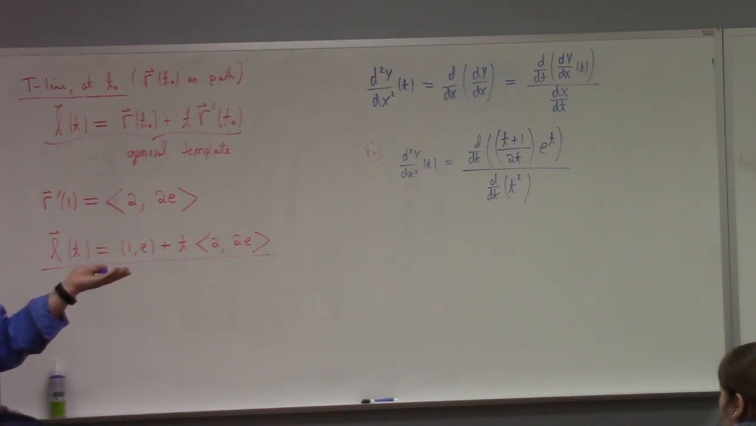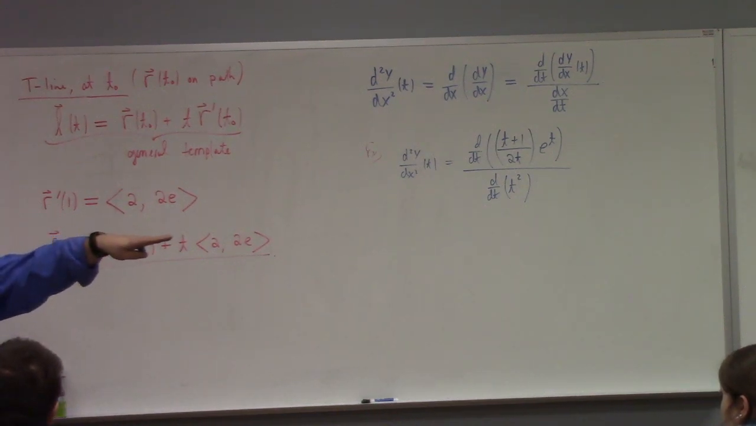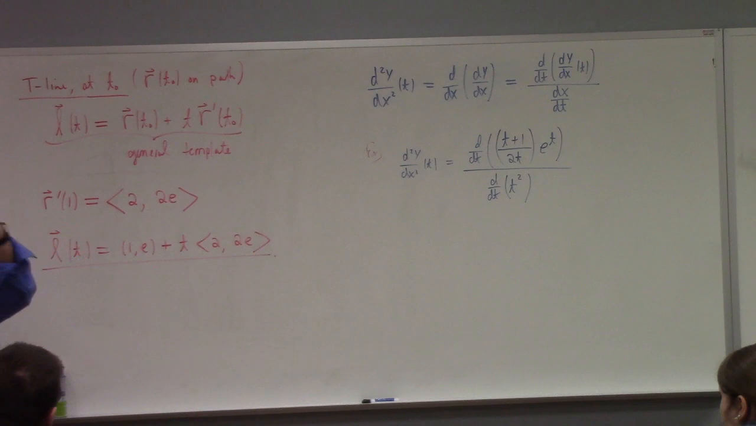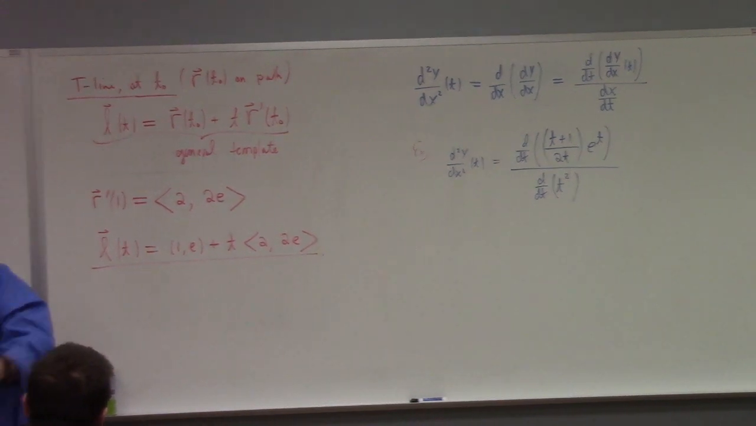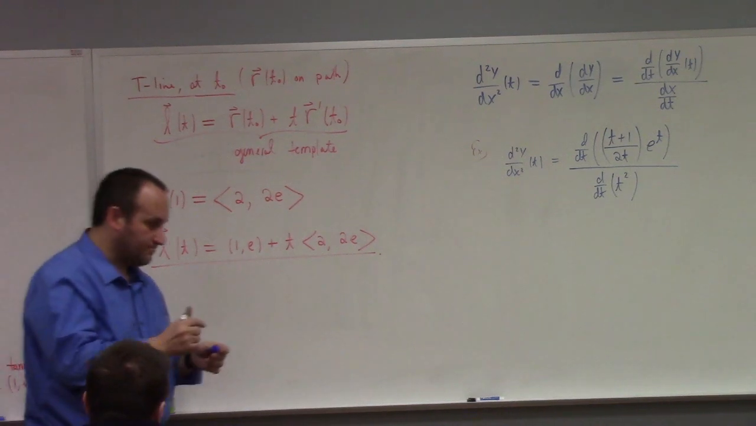Other things you might ask about a path, like does it have horizontal tangents? Does it have vertical tangents? How would you answer those questions? You look for where dx dt was 0 or dy dt was 0, right? If dy dt was 0, you'd have no change in y, a horizontal tangent, right? If dx dt was 0, you would have a vertical tangent, right? Assuming the other one was non-zero.